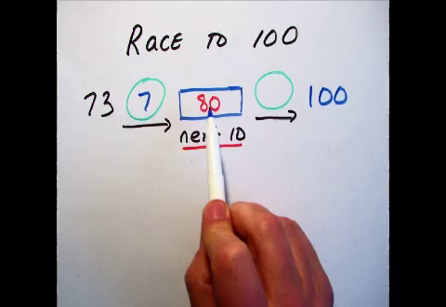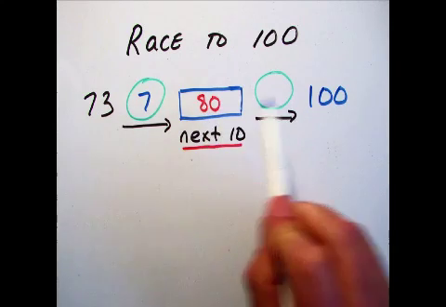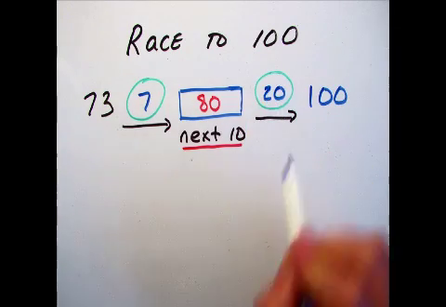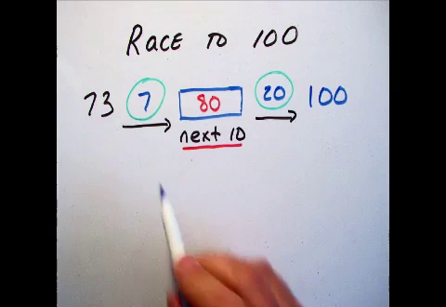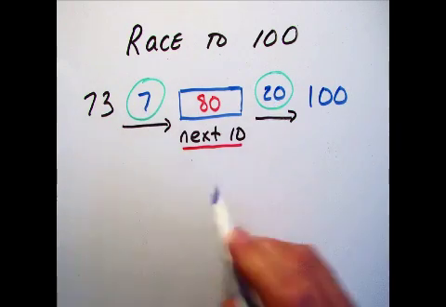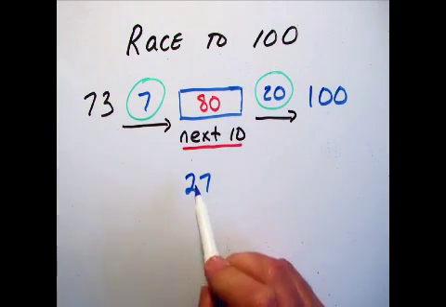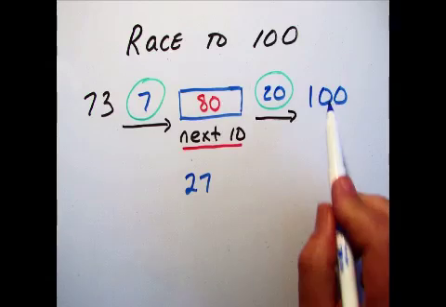Well, now what? Well, now I'm at 80, and how far is it from 80 to 100? You may say, well, that's pretty easy too, Mr. D. That's just 20. That's right. So how far did we go? Well, we went 7, we went 20, so we went a total distance of 27. That's the race to 100. From 73 to 100 is 27.